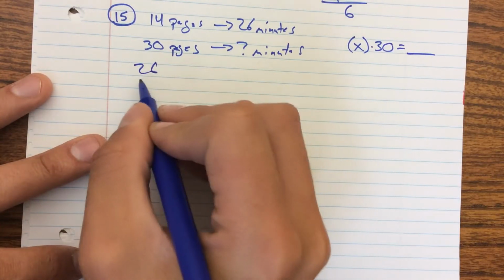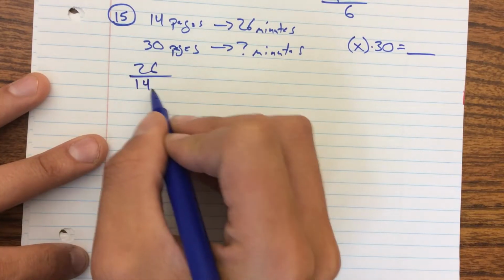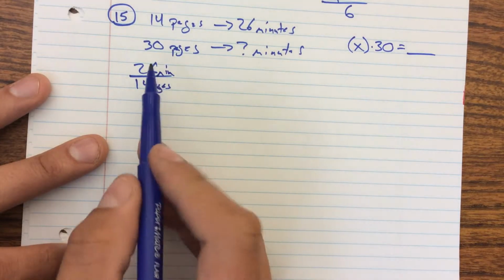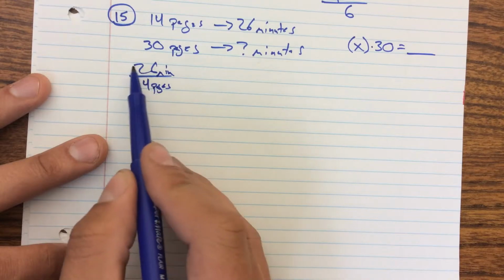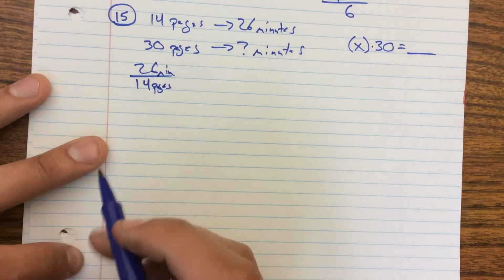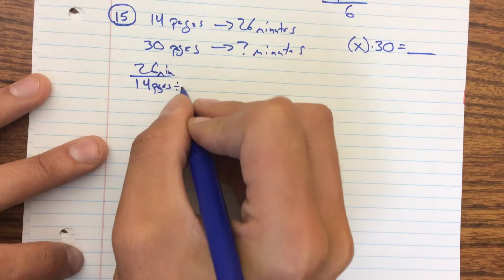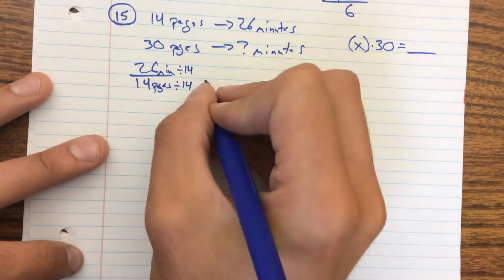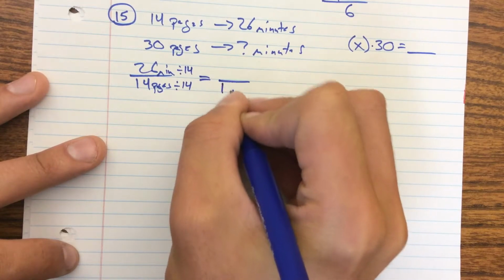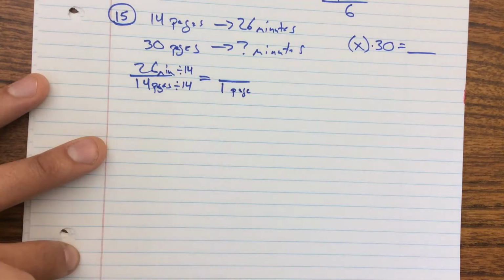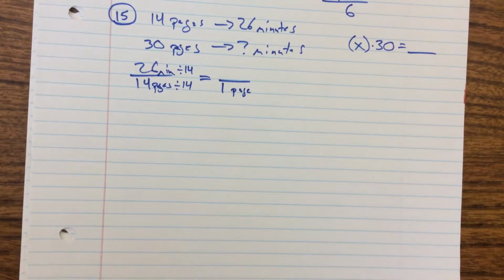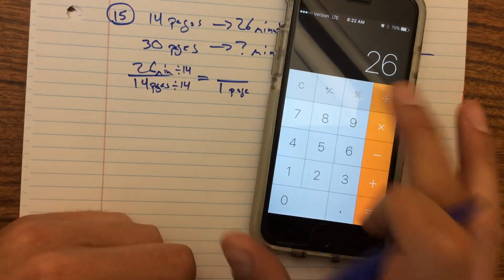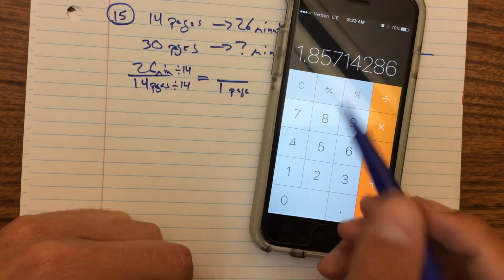So, if I know that it takes 26 minutes to read 14 pages, I can divide 26 by 14, and that's going to give me the number of minutes it takes to read one page. So if you think about this, what I'm doing is I'm really reducing by the giant 1, 14 over 14. And my denominator becomes 1, and it's still page, or pages. And when I divide 26 by 14, which I'm going to use my calculator for, it's going to give me this pretty wild number here.